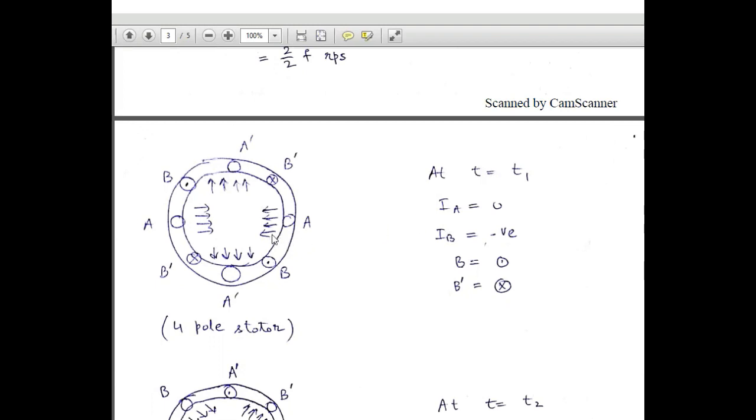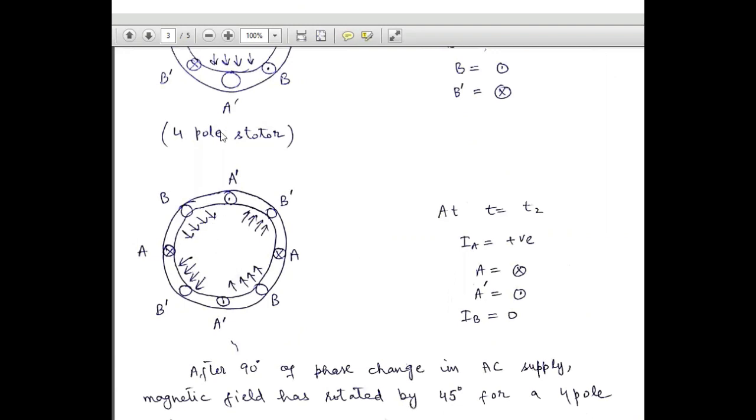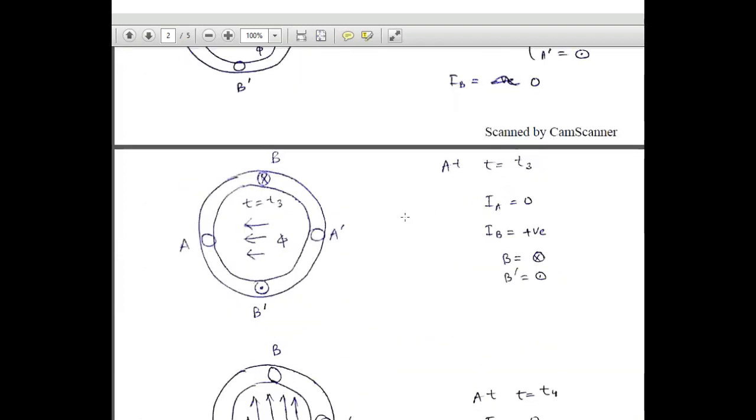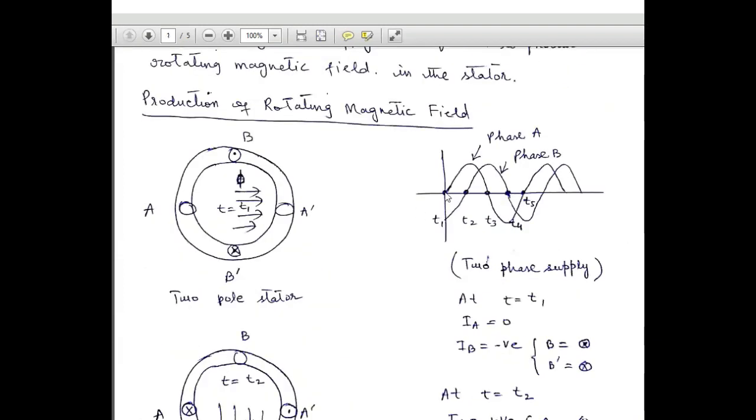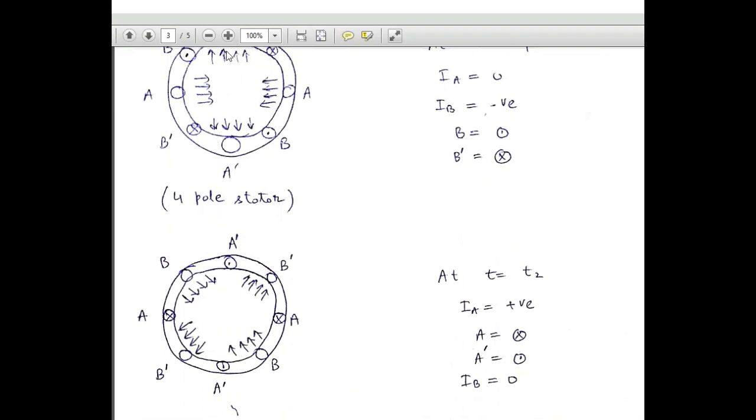So at the instant t is equal to t1, we have marked the direction of magnetic field, and at the instant t is equal to t2, the direction of magnetic field is marked over here. Now, from these two figures, we can see that 90 degrees of the phase current has been traveled from the instant t1 to the instant t2. So this phase separation is 90 degrees. Whereas on the other hand, the revolving magnetic field has been displaced by an angle of 45 degrees in this case, not 90 degrees.